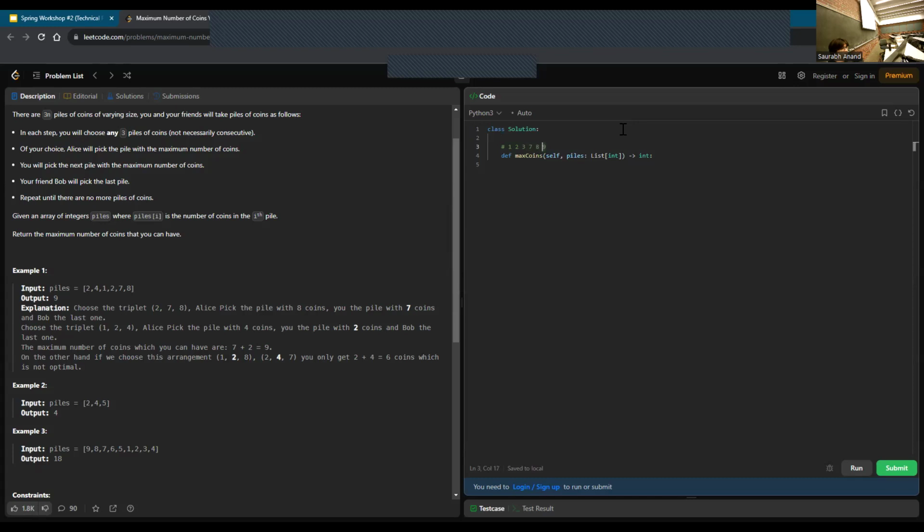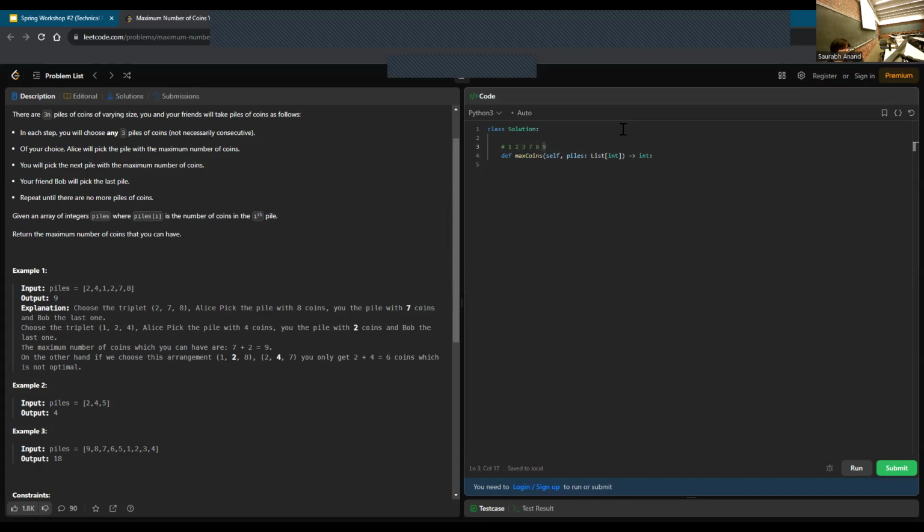Because for example, if we chose 3 piles and one of them was 9, Alice is always going to get that. And so we should also choose 8 at the same time, because if we chose something else, like 9 and 7 and then something else, then Alice would get 8 on the next turn. So we know we want to choose the highest 2 values.